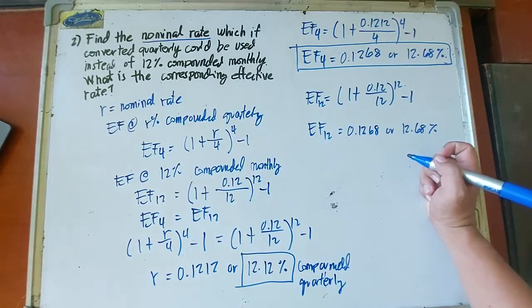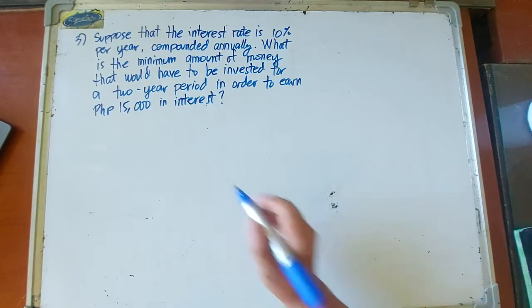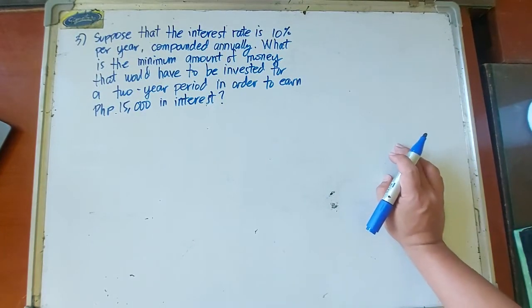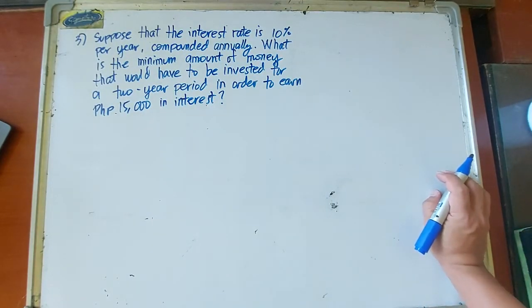Let's proceed to problem number 3. Okay, number 3, suppose that the interest rate is 10% per year, compounded annually. What is the minimum amount of money that would have to be invested for a 2-year period in order to earn 15,000 in interest? So the interest should be 15,000. So how much should I invest now so that after 2 years I earn an interest of 15,000 pesos? That's the problem.